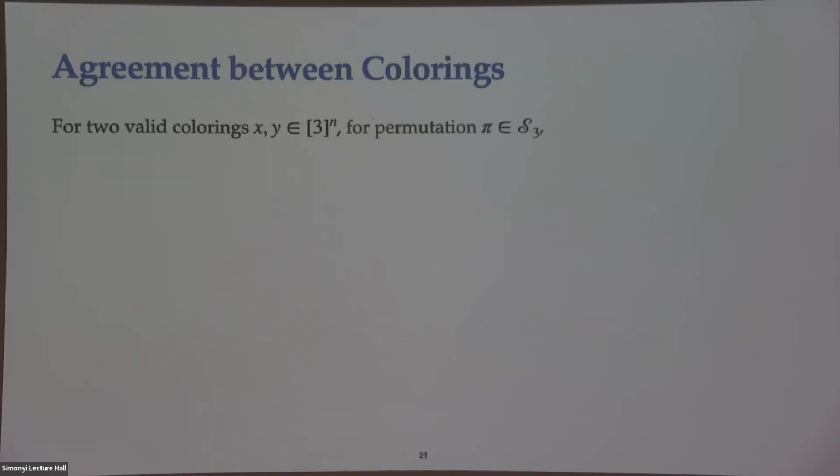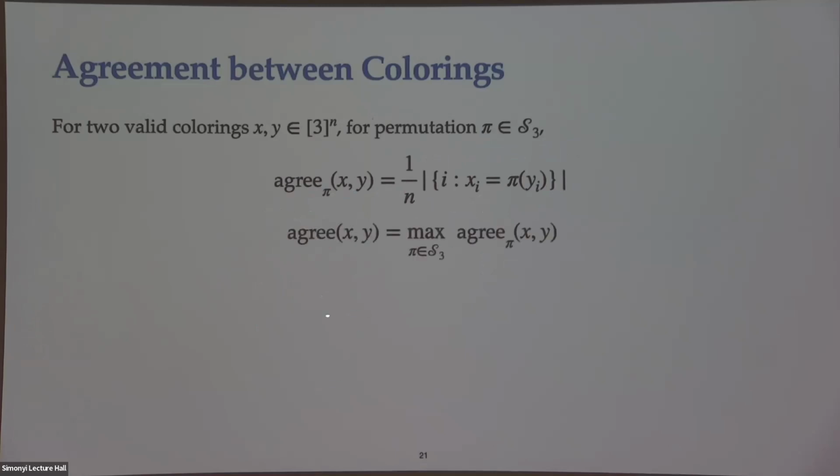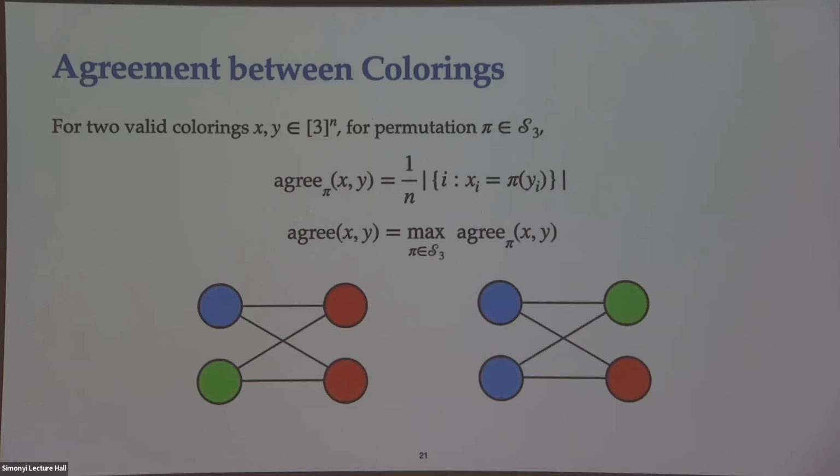So we want to define the agreement between colorings in terms of a permutation over the three color classes. The agreement of x and y according to pi is the fraction of vertices such that x_i equals pi of y_i. And the agreement between x and y is just the maximum over the permutations. Sounds good?